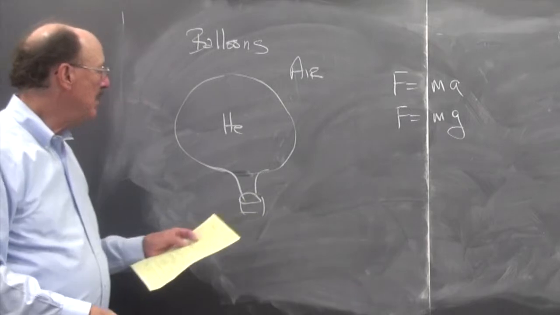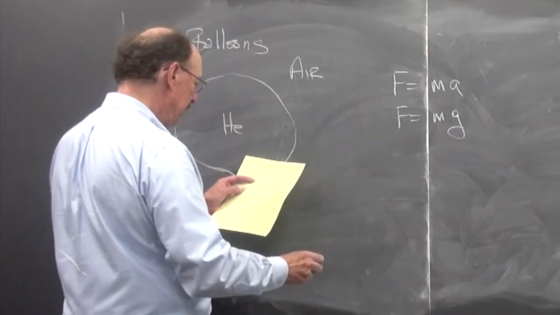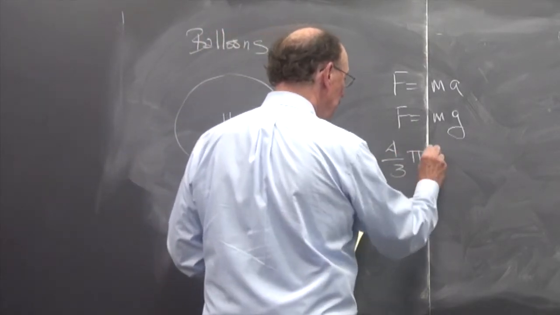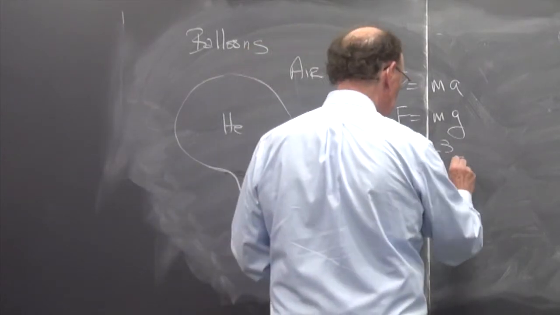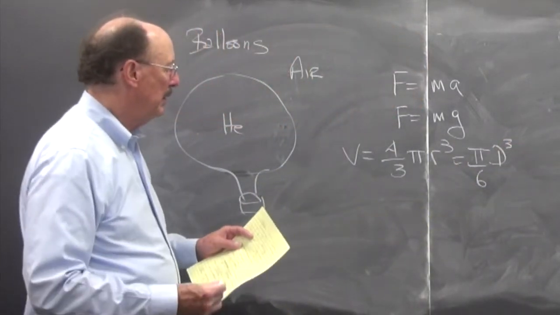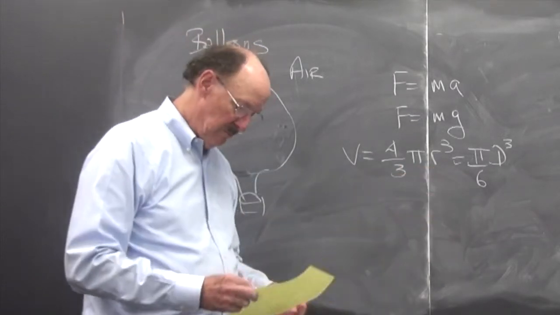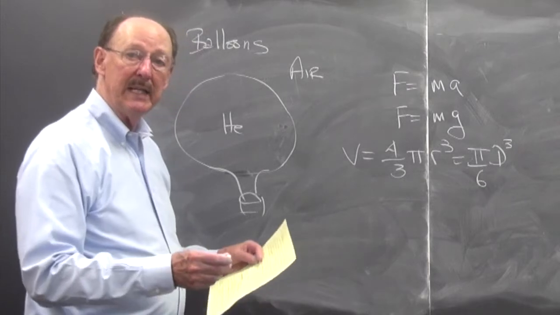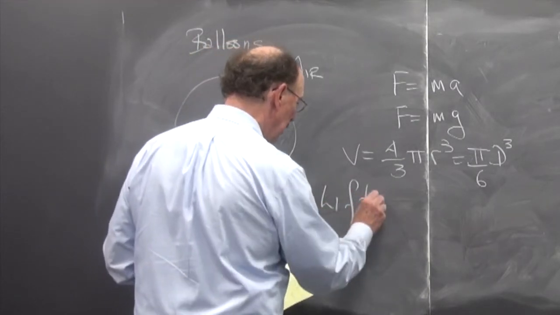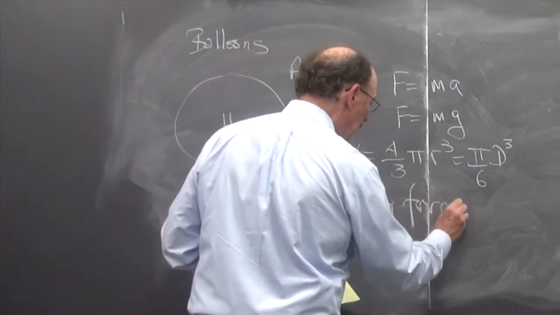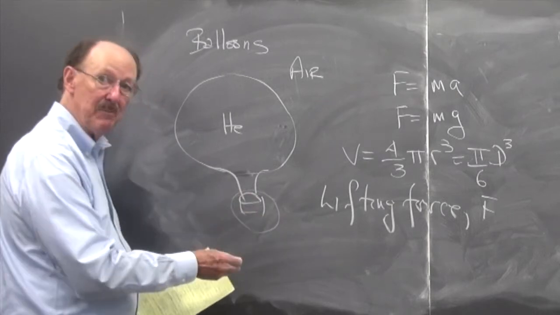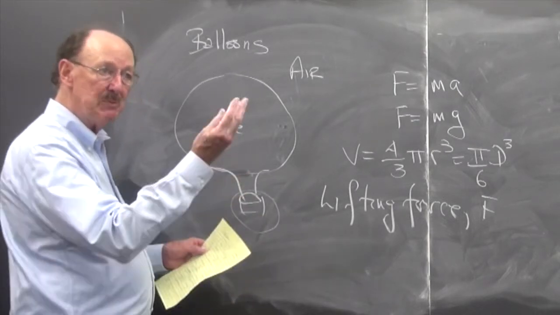And what I'm interested in is this volume. So I know that the volume V is equal to 4/3 pi r cubed, which is equal to pi over 6 d cubed. This one you probably remember, this one is a little bit easier to use. Now what we're looking at is what is the lifting force. The lifting force F is going to tell me how much weight I can have in here, not how much mass, how much weight I can have.